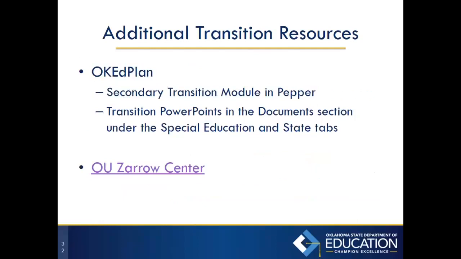And then we've also posted some transition PowerPoints in the Documents section in OK Ed Plan under the Special Education and State tabs. There are sample transition plans for a student with mild moderate needs, and also one for a student with severe profound needs. We also posted, if you were not able to attend the Oklahoma Transition Institute that was held in October, all of the materials on that. They are also located on the OU Zero Center website. We went ahead and put them in OK Ed Plan, and you can look at those, and there's a variety of transition topics that might be useful to you.